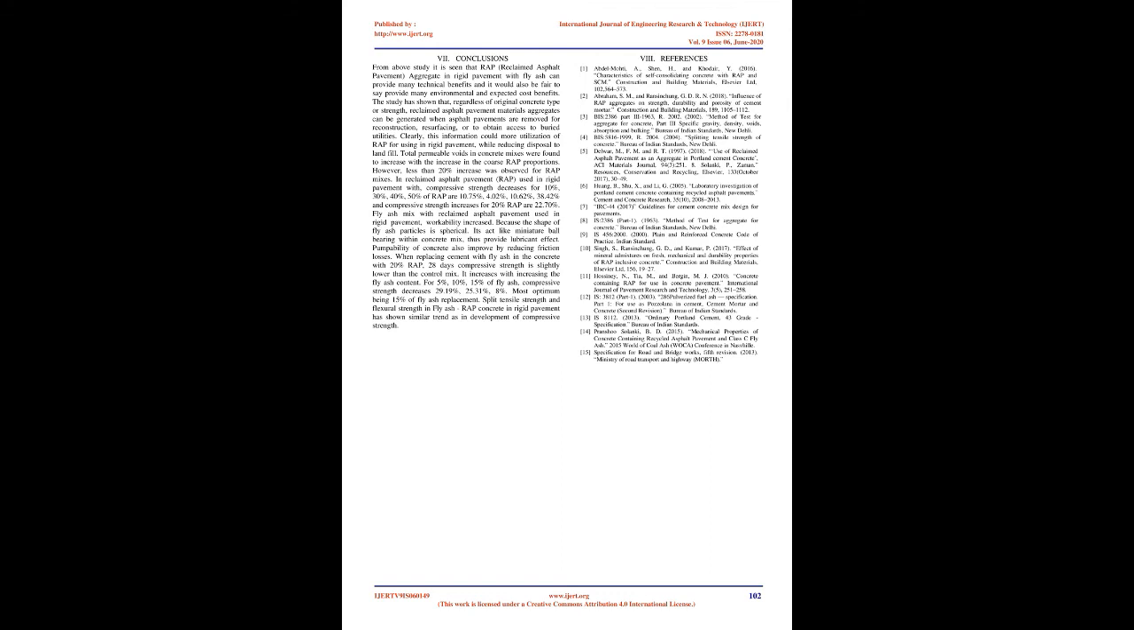When replacing cement with fly ash in the concrete with 20% RAP, the 28 days compressive strength is slightly lower than the control mix. It increases with increasing fly ash content. For 5%, 10%, 15% of fly ash, compressive strength decreases by 29.19%, 25.31%, 8%. Most optimum being 15% of fly ash replacement. Split tensile strength and flexural strength in fly ash, RAP concrete in rigid pavement have shown a similar trend as in development of compressive strength.